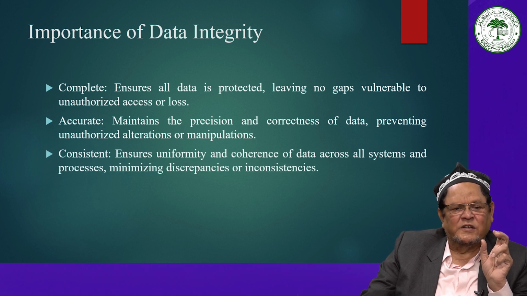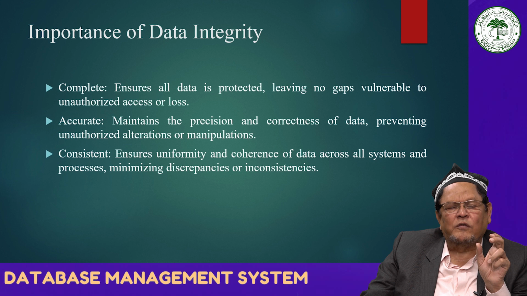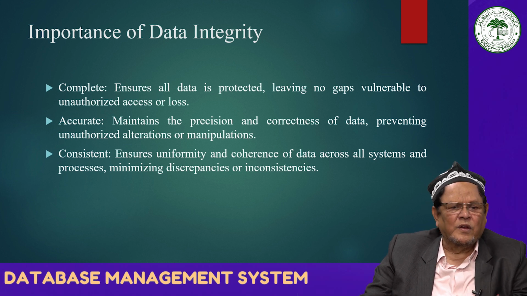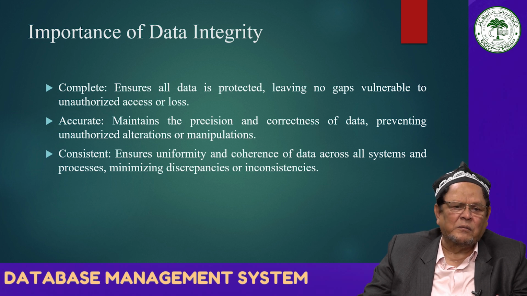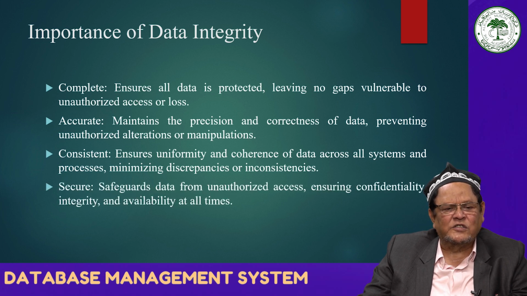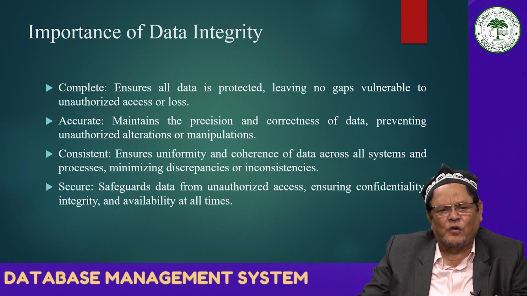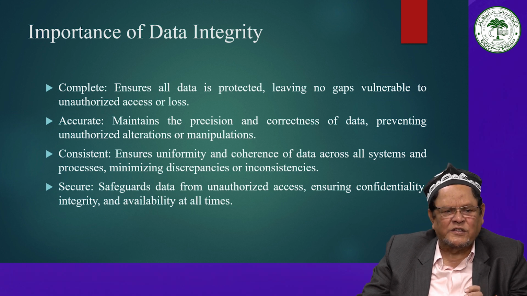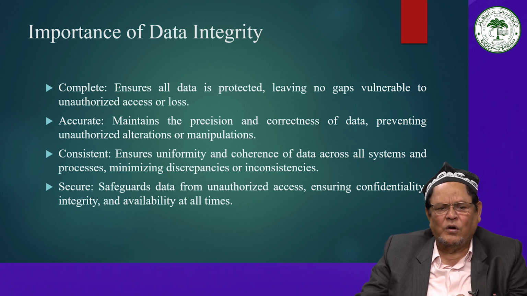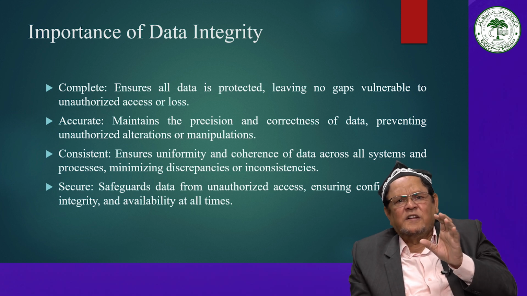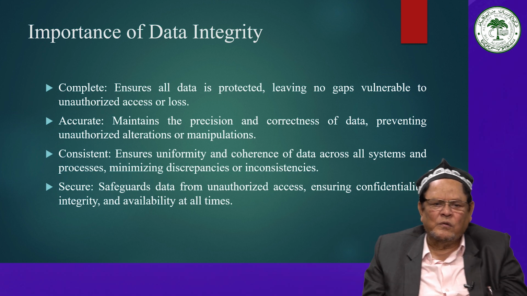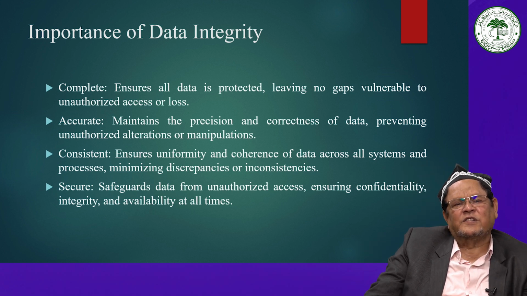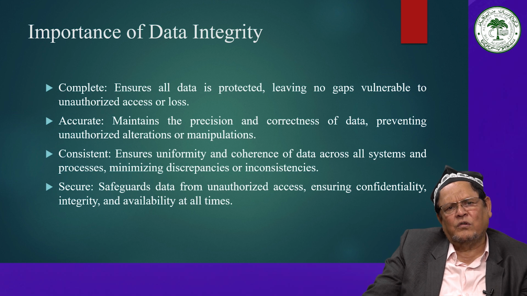Next is consistent. Ensure the uniformity and coherence of data across all systems and processes, minimizing discrepancies or inconsistencies. By that, data must be consistent. And last is secure. Safeguard data from unauthorized access, ensuring confidentiality, integrity, and availability at all times. It means security. There is the CIA triad: confidentiality, integrity, and availability. You have to safeguard sensitive data and all the data available in your organization.